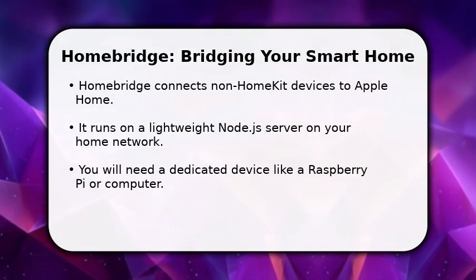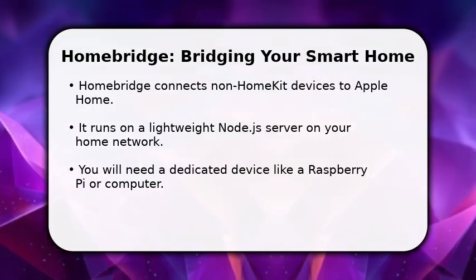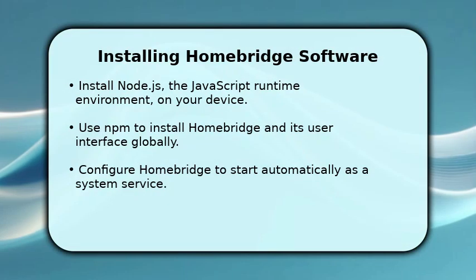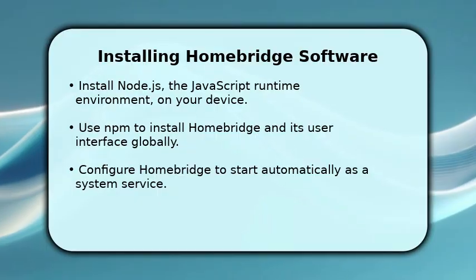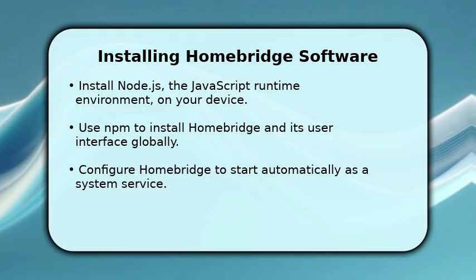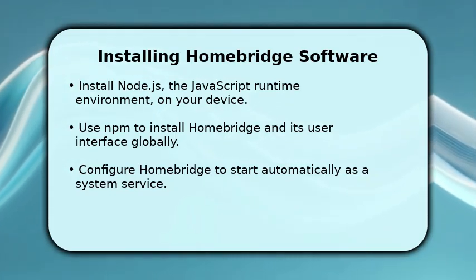To begin, you will need a dedicated device, such as a Raspberry Pi or an always-on computer, to host the Homebridge server. First, you need to install Node.js, which is a JavaScript runtime environment essential for Homebridge to operate. Download the recommended long-term support version for your system.